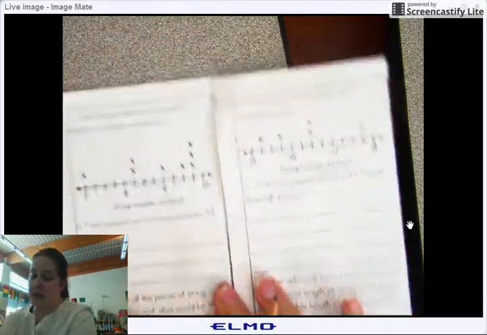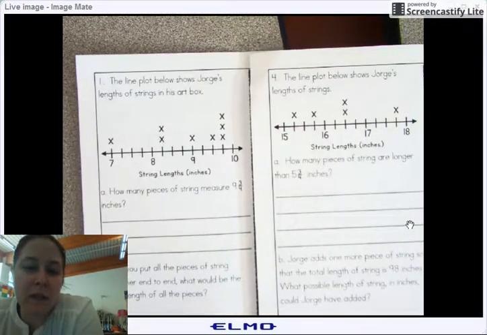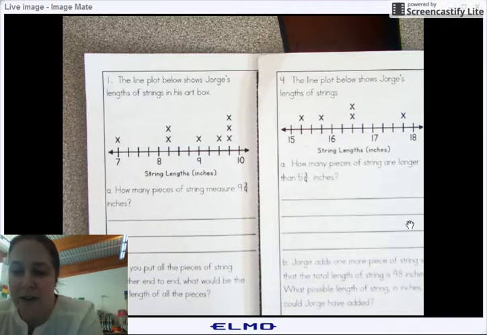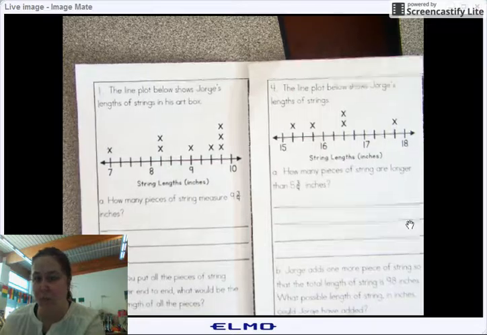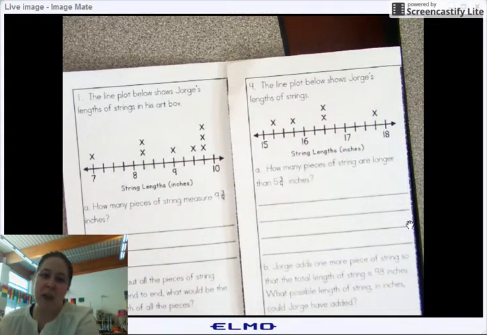So let's look at line plots. Line plots are not hard. You have a little bit of a background with line plots. The big piece with line plots is making sure that the denominators are all in the same form. Now, they don't give you the denominators, but they might throw you off later.